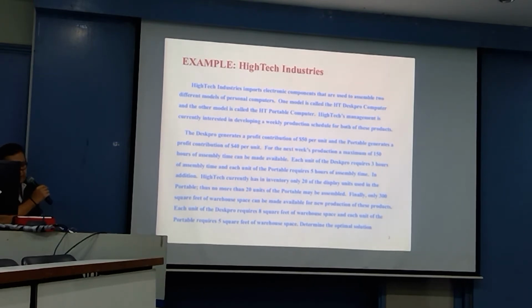For the assembly time, we have 150 hours available for next week. One unit of Desktop requires 3 hours of assembly time, but one unit of Portable requires 5 hours. In addition, they also have inventory of display units, used only for the Portable computer. So it means that no more than 20 units of Portable can be produced. And finally, we have the constraint about the warehouse space. The company has 300 square feet available. One unit of Desktop requires 8 square feet, and one unit of Portable requires 5 square feet. So they want us to find the optimal solution.